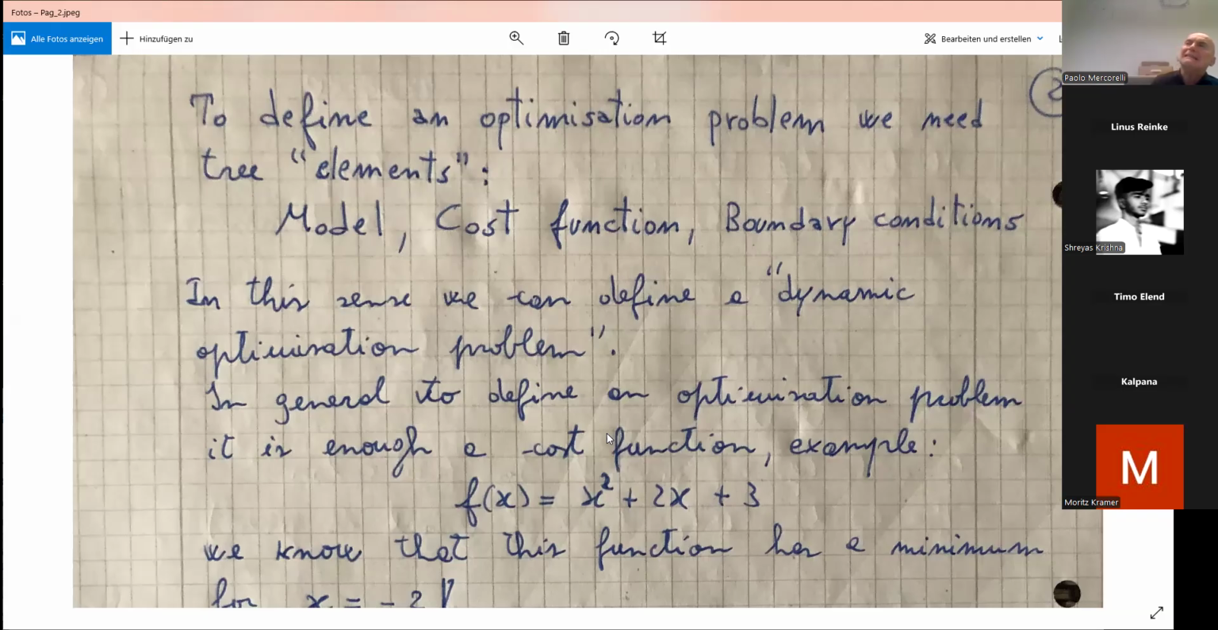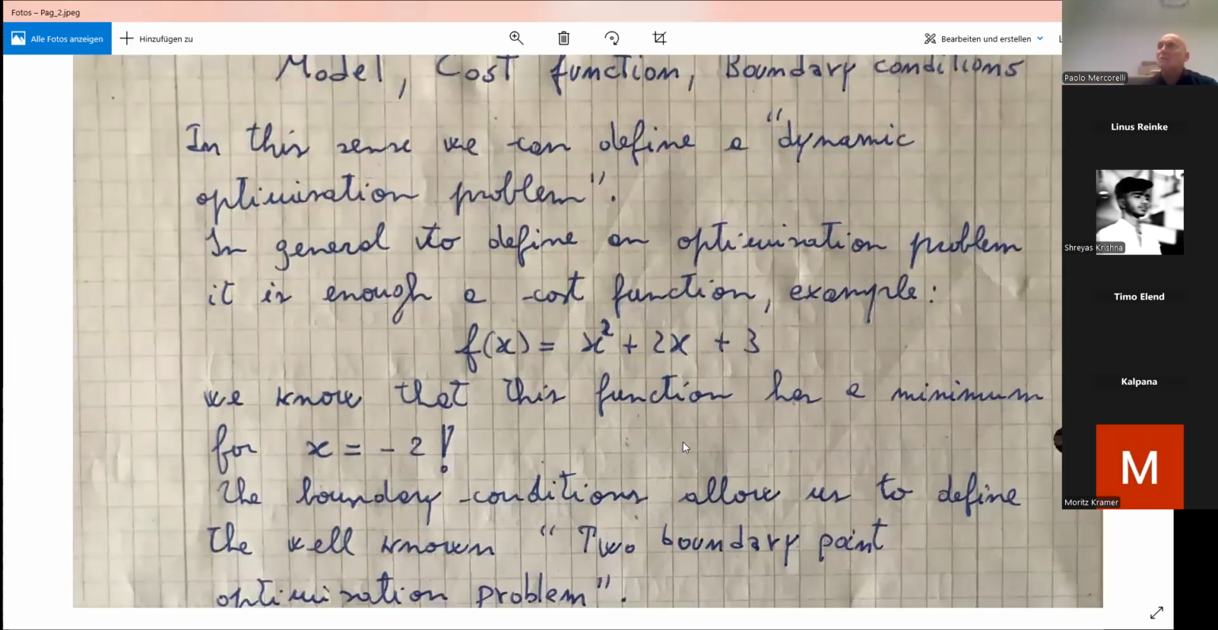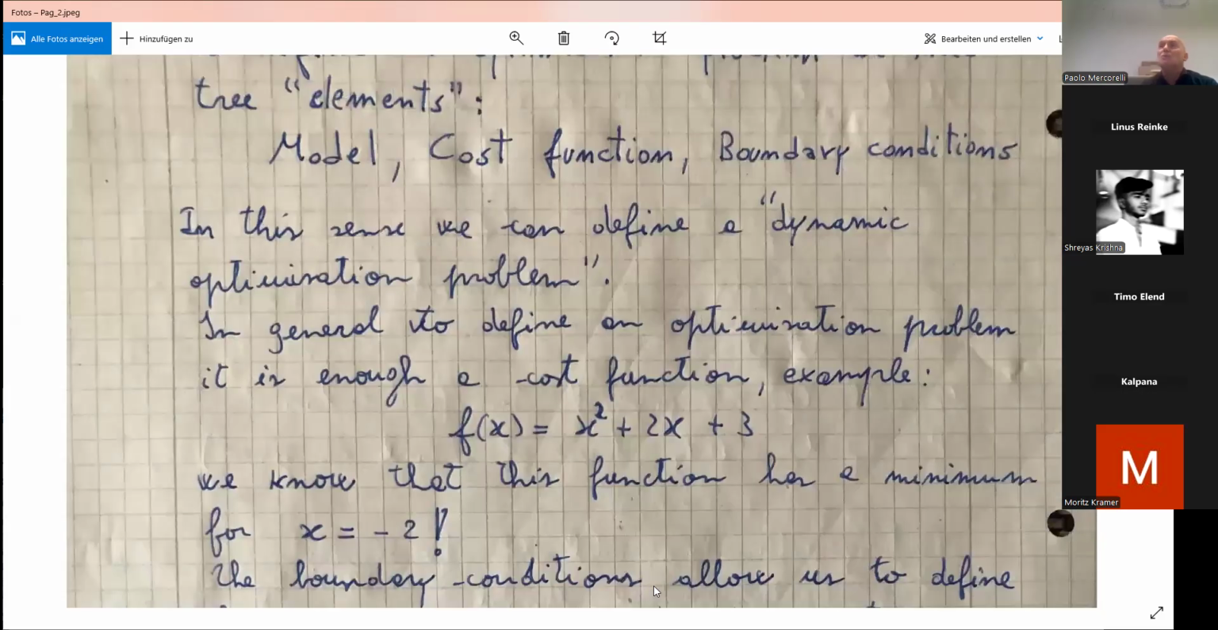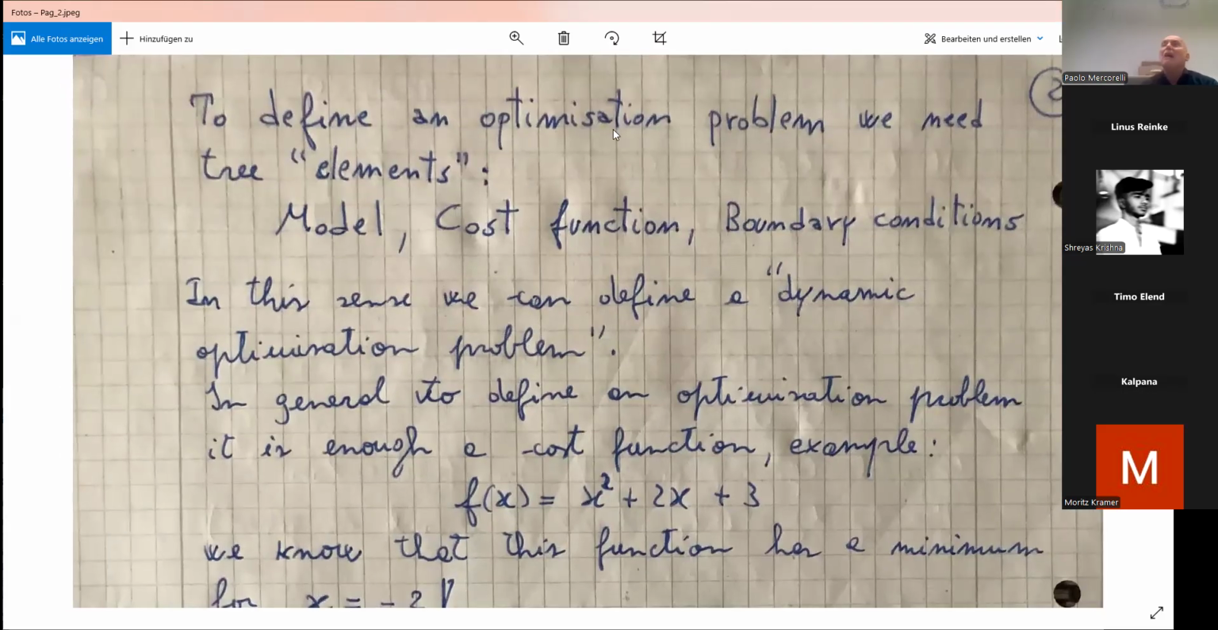Very often the name is two boundary points optimization problem, because basically we have 2 points, the initial point and the final point. About the convexity, I don't need to tell you again this trivial example. The optimization problem is convex because we have a linear model, as I told you last time, and we have a cost function which is quadratic, a convex function in this sense.